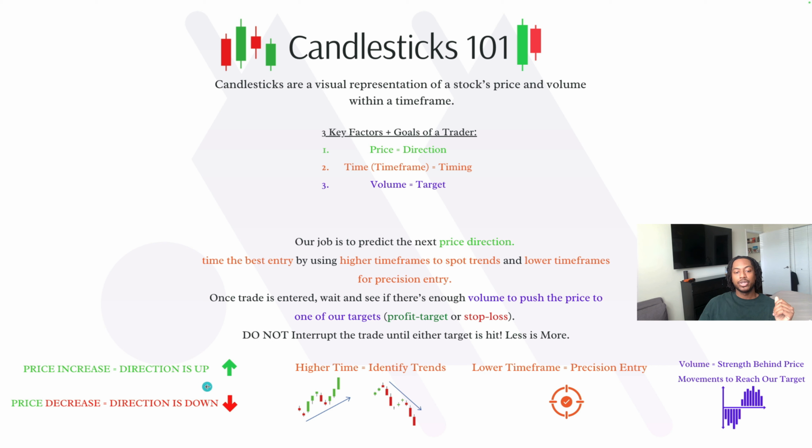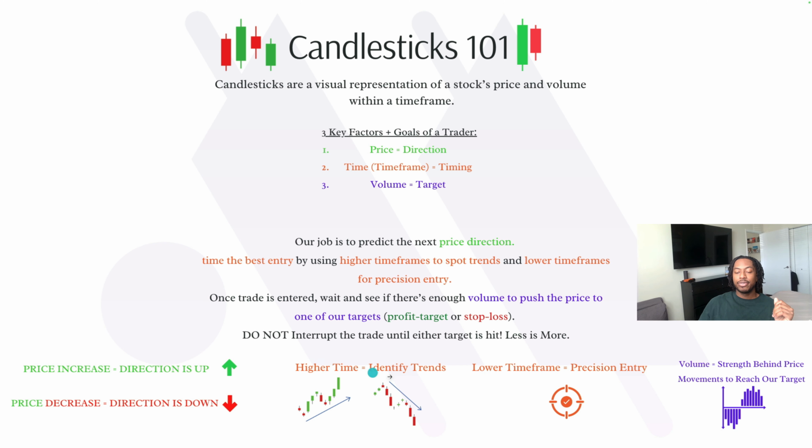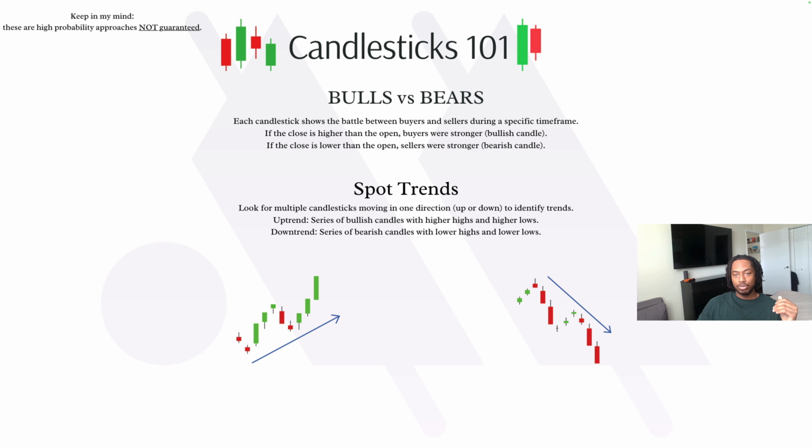And here's a quick little rundown. Price increase equals direction is going up. Price decrease means direction is going down. Higher time frames help you identify the overall trend, while lower time frames help you with precision entry. Volume equals strength behind the price, and this is the movement that we need to reach our target, if it's either our profit target or our stop loss. All right, so moving on.